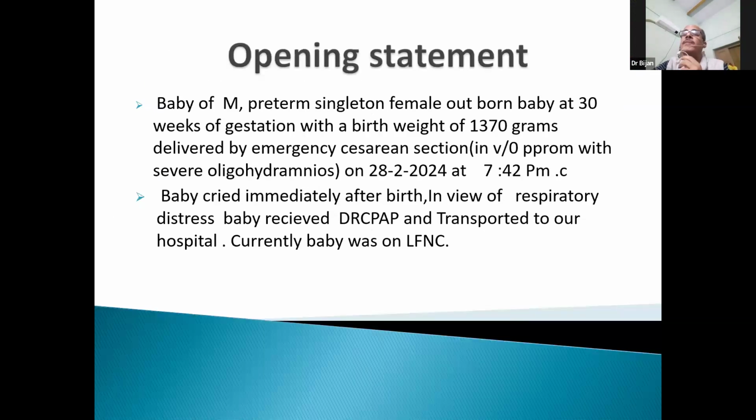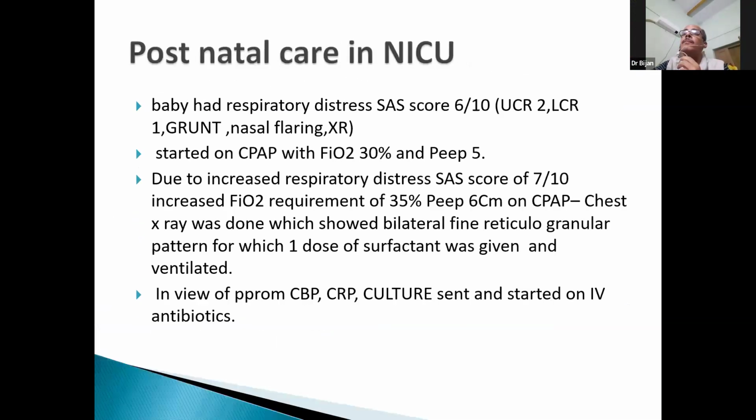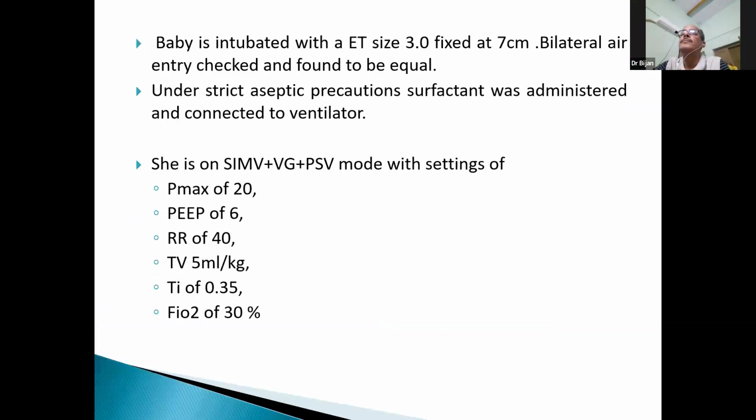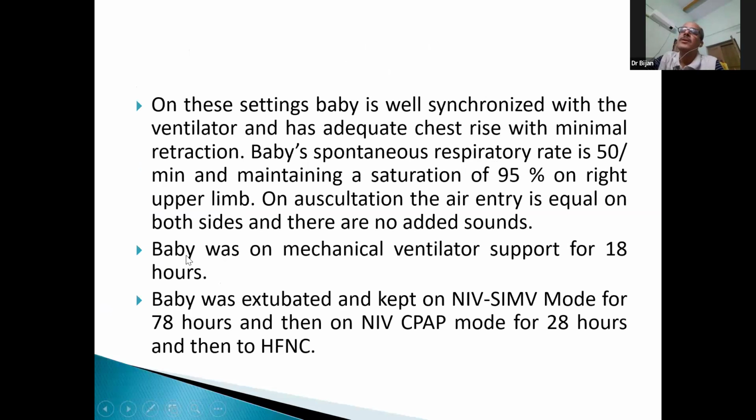What setting do we have? I think you can just... It's not visible. Can you tell? Yes, sir.